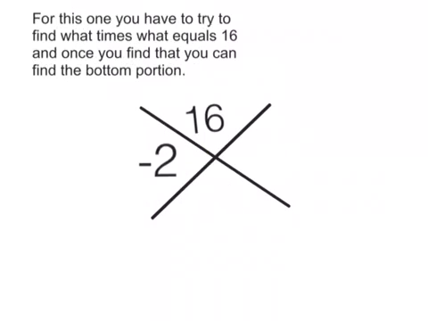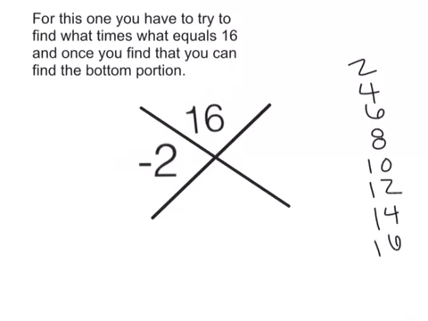For this problem, you are going to try to find what times negative 2 equals positive 16. So if you do your 2 times table, which is 2, 4, 6, 8, 10, 12, 14, 16, you count 1, 2, 3, 4, 5, 6, 7, 8. So it's the 8th number. So you're going to make it a negative so it equals a positive. Negative 8.